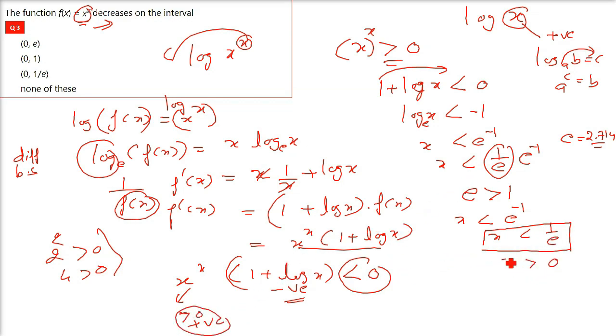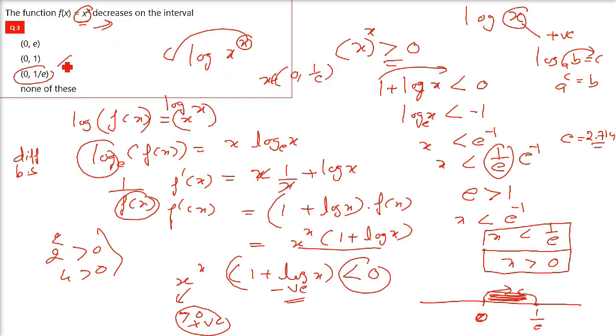The first term has to be positive, greater than 0. x has to be greater than 0. The second one is x should be less than 1 by e. Now combine these both and just join them. That is, x should be greater than 0 and x should be less than 1 by e. So this is the common point, this is the intersection point, and that is going to give you the interval. So x should be between 0 and 1 by e. Then you will say, okay, this is going to decrease. The third option is the correct option here.